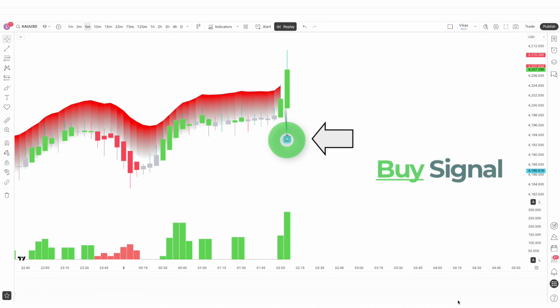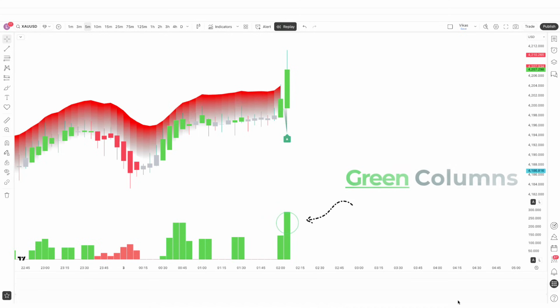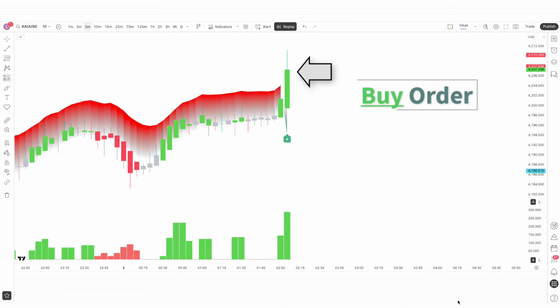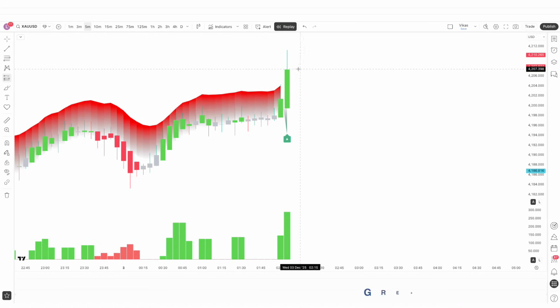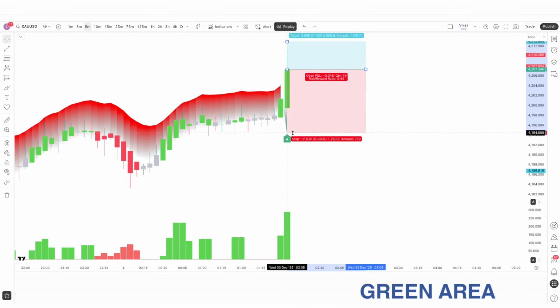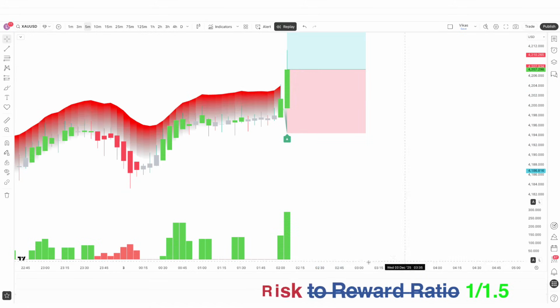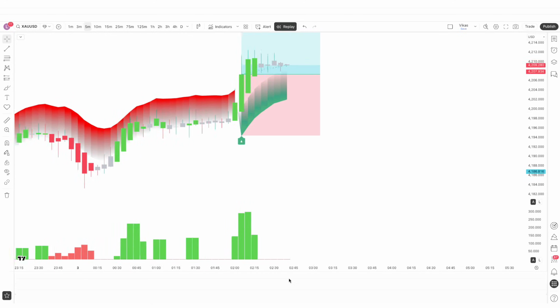Here, the SFI Follow Trend arrow of this indicator is a buy signal. Here, the HHLI oscillator shows green columns. Here, the market has made a bullish candle to give confirmation. So all our conditions are being fulfilled, so we are placing an order to buy. Our stop loss is to be placed at the green area, and the risk-to-reward ratio will be 1:1.5. Let's see what happens to our trade.